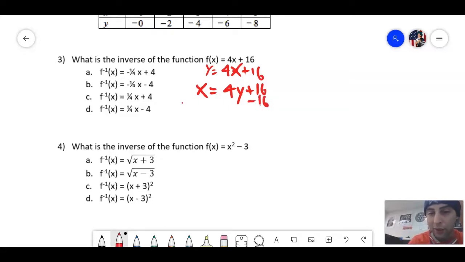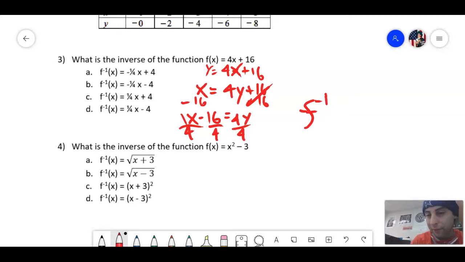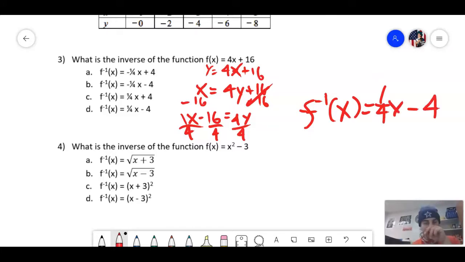So you get rid of this constant, this loner, minus 16. Now x and minus 16 don't combine, so you just write x minus 16. That equals 4y, because this canceled out. To get rid of that 4 coefficient, you divide everything. This 1x gets divided by 4, and the minus 16 gets divided by 4. So we write our final answer as inverse: 1 over 4 x, and negative 16 over 4 is negative 4. Now, which answer choice has 1/4 x minus 4? All right.